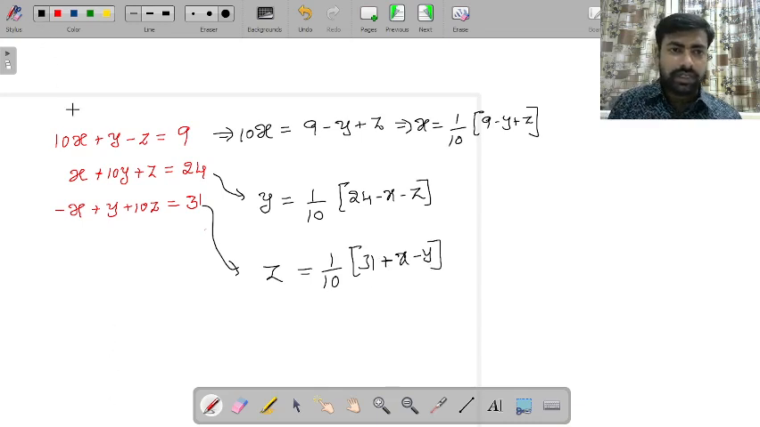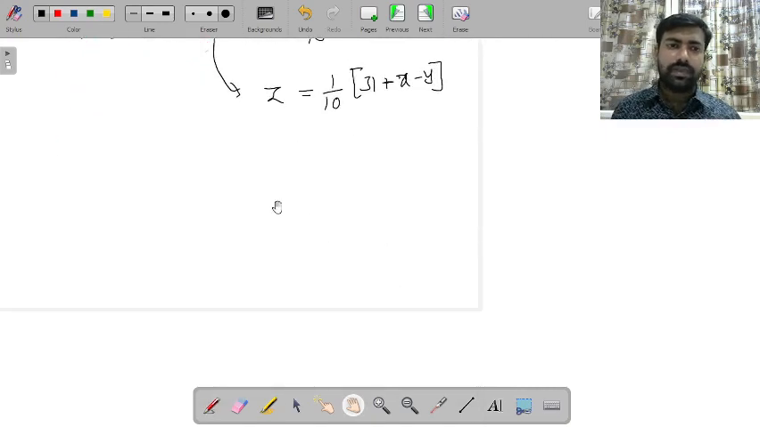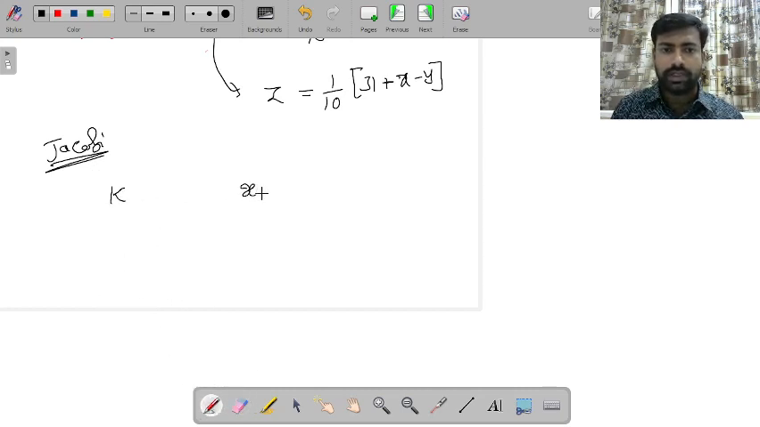If you observe, this is the system whose solution is 1, 2, 3. That is how I have taken it. If you substitute x equal to 1, y equal to 2, z equal to 3, you will get these values 9, 24, 31. But let us find its solution using these two methods. One Jacobi, another one Seidel. For the Jacobi method, what you have to do, for both methods the same thing, k equal to 0. So first let me do it for Jacobi. Here I'll write k, and here I'll write xk, yk.